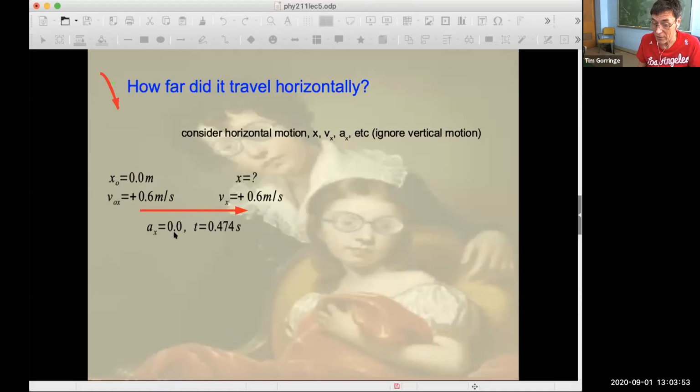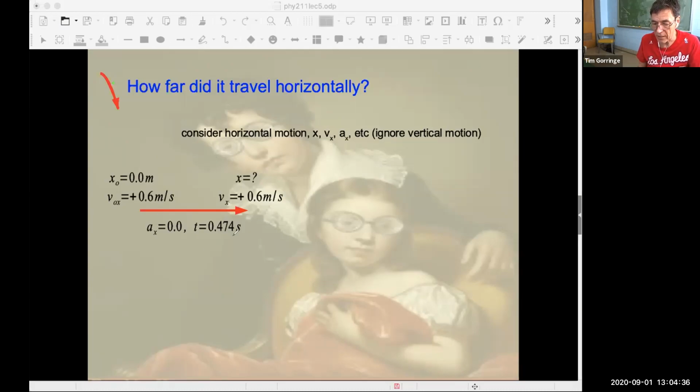So horizontally, the motion is very simple, very straightforward. Horizontally, the motion is just motion from over here on the left to over here on the right. This red line is the horizontal motion of the projectile with constant velocity, with zero acceleration for that time interval of just under half a second. And so I drew the horizontal motion, the red line here, and then I added on the picture the things that I know and the things that I'm interested in.